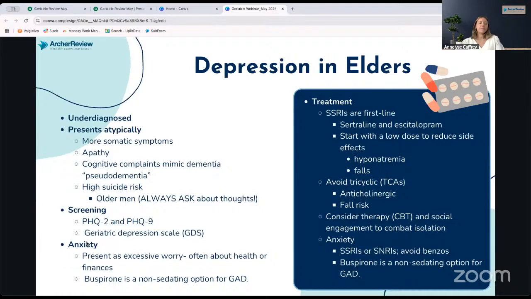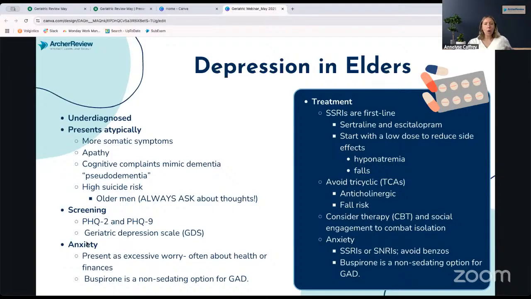And it's going to look more cognitive. So it's going to look like dementia in that maybe they're going to be forgetting things. They'll be forgetful. They'll be apathetic. They'll be tired all the time. Things that maybe you don't think, yeah, that 100% is depression, can be depression in an older adult.